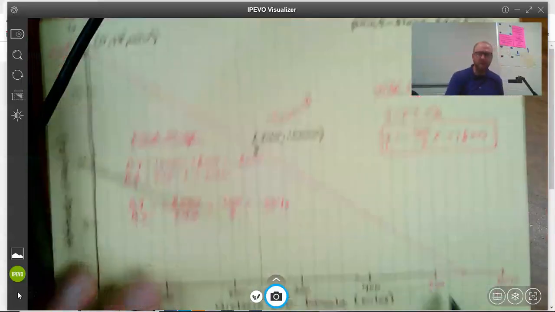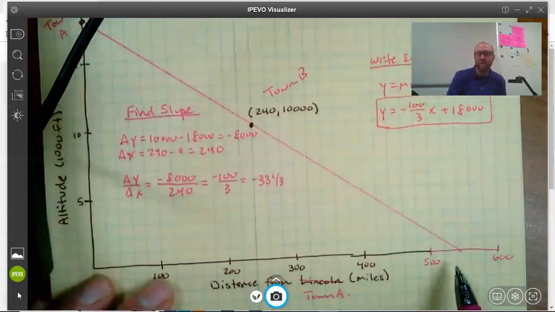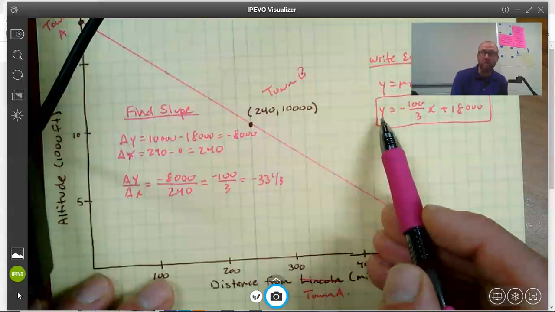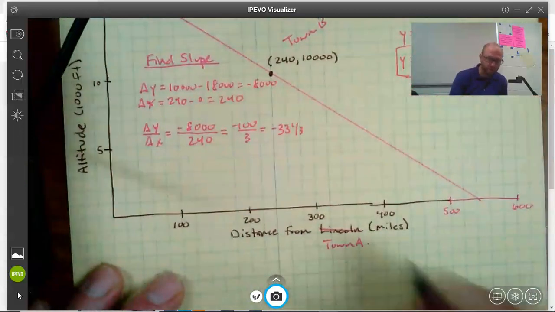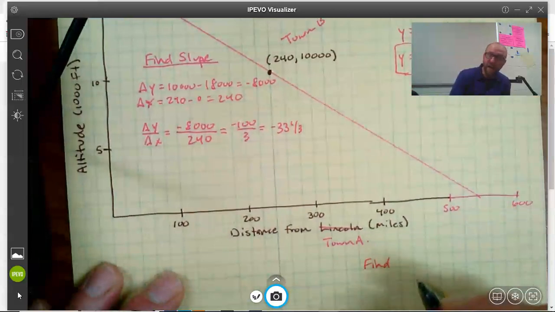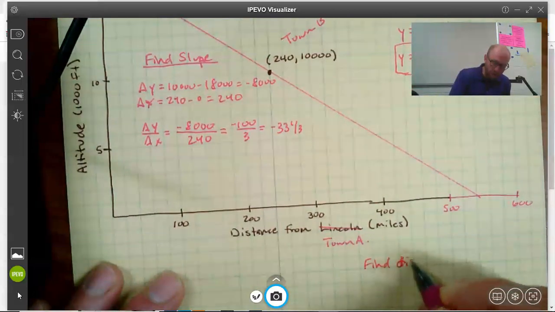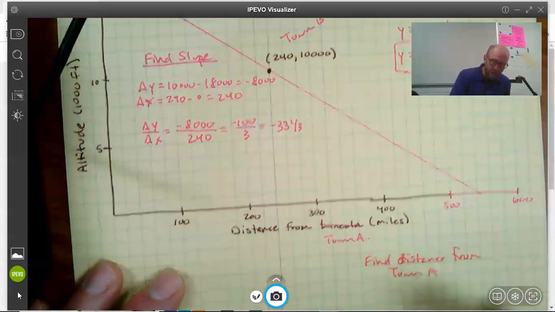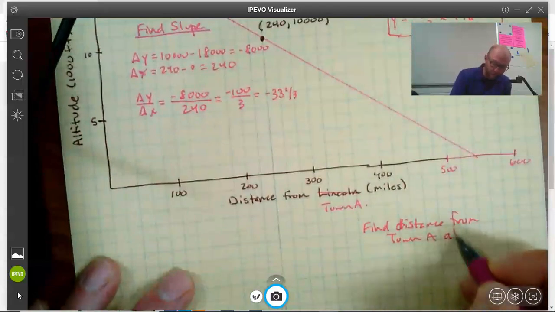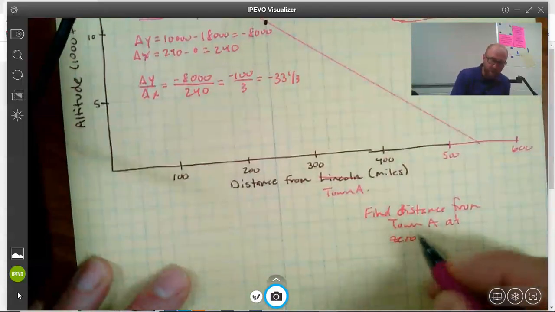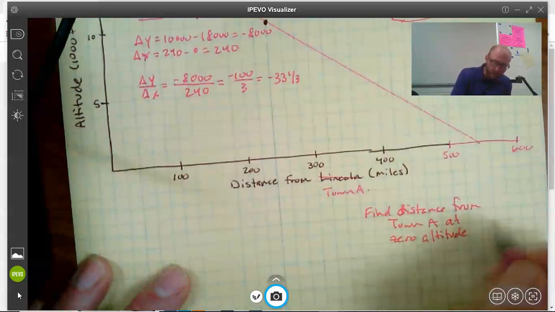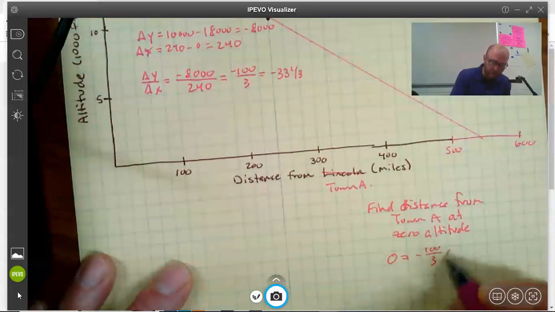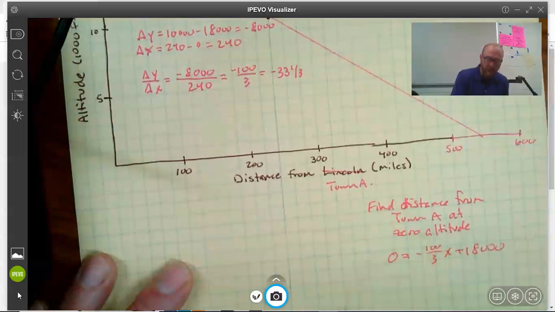And finally, to figure out where we are when we reach the altitude of 0, well, our output is our altitude on this, so I'm going to replace y with 0, and then we'll solve the equation. So I'm going to put: find distance from town A at 0 altitude. So then we just plug in 0 equals negative 100 thirds x plus 18,000.